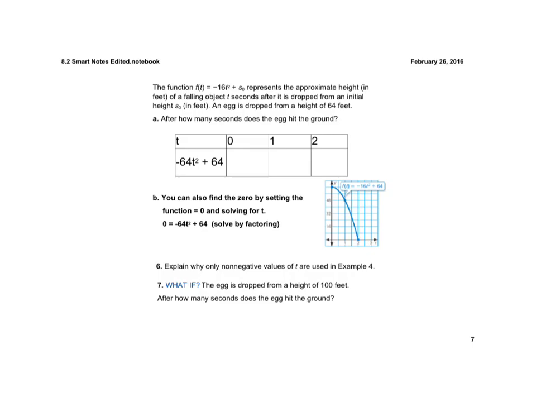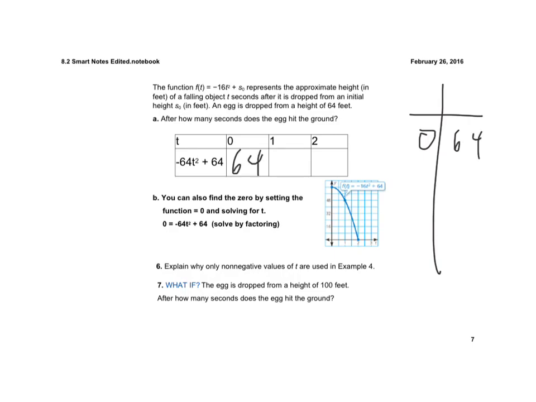And here they ask us to, they're giving us a function, that represents the approximate height in feet of a falling object t seconds after it is dropped from an initial height of s naught feet. An egg is dropped from the height of 64 feet. After how many seconds does the egg hit the ground? So if I plug 0 in, well, 0 squared is 0 times negative 64 is 0, plus 64 is 64, so this would be 64.